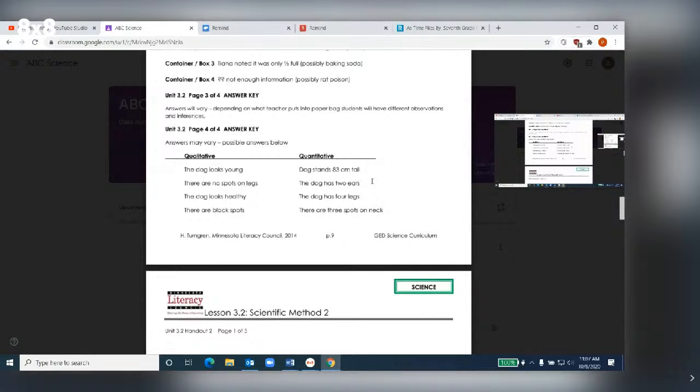So quantitative are things you can actually see and tell, like the 2 ears, 4 legs, 83 centimeters tall, spots on his neck. Qualitative, you're just kind of, so he's young, healthy, happy, sad. Those will be all qualitative things. Okay, so that's a big difference between qualitative and quantitative.